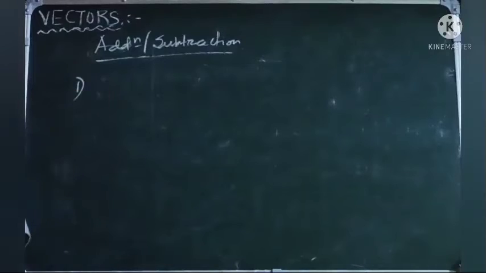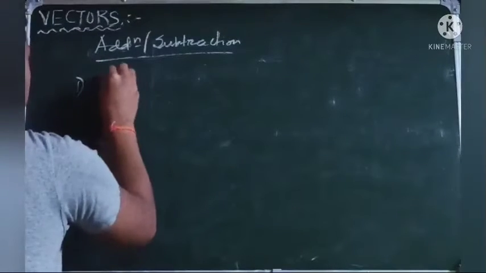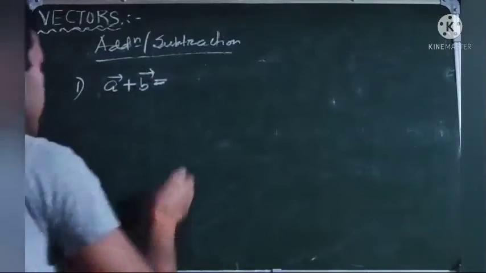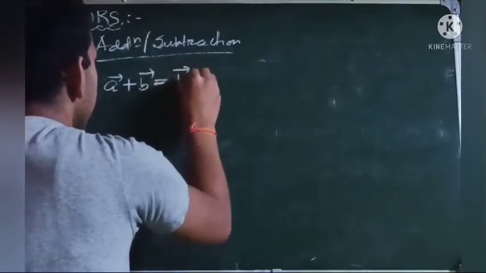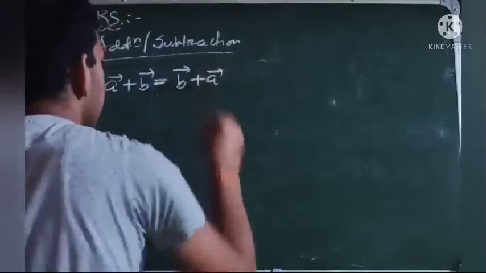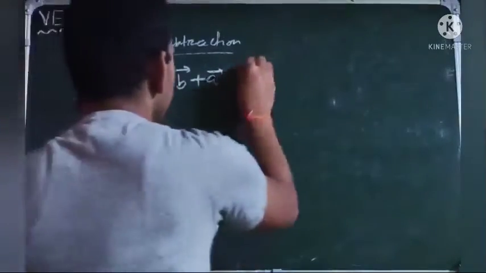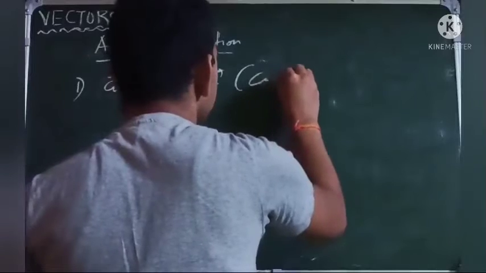The first one is a vector plus b vector is going to be equal to b vector plus a vector. That means we can say that vector addition is commutative. We can write it here as commutative.